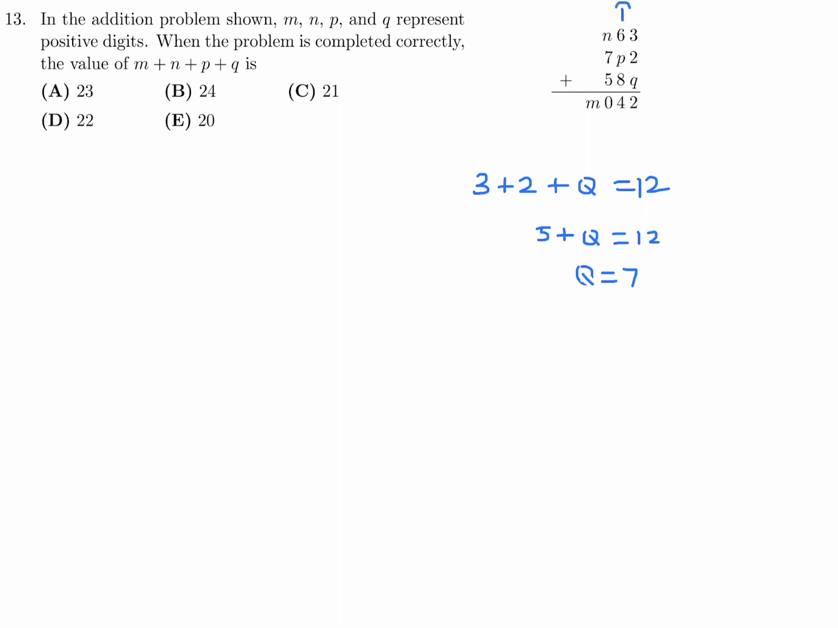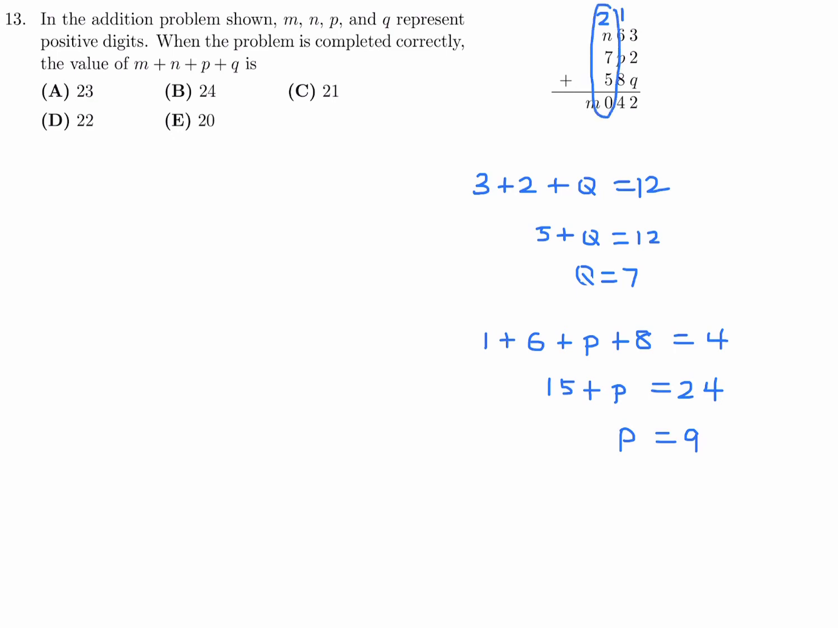Now let's concentrate on that column. That column gives me 1 plus 6 plus P plus 8 is equal to 4. So that's 15 plus P is equal to 4. Obviously it's not 4, and it's not 14 either, because P has to be positive. It even tells you that in the question. So it's most likely 24, which means P is 9. And there's going to be a carry, and the carry this time is 2.